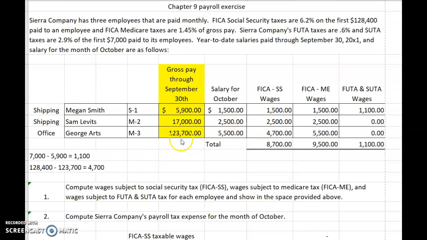You should have a total of Social Security wages, $8,700, a total of Medicare wages, $9,500, and a total of FUTA-SUTA wages, $1,100. If you don't have those numbers, please pause your video, check my calculations, especially the one for George Arts with respect to his Social Security wages. Then fix your errors and continue the video.